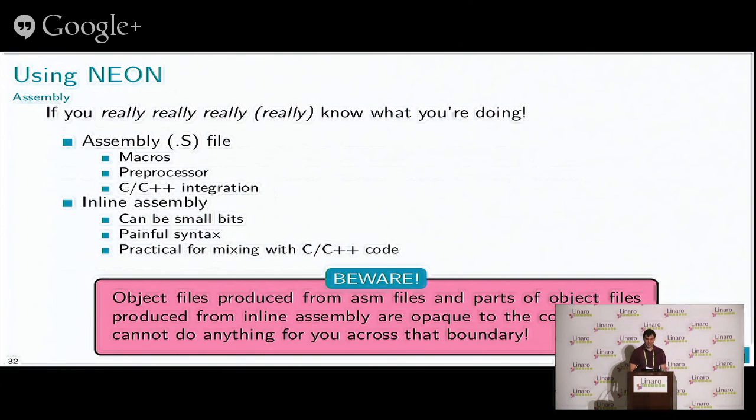And as a warning, what you do in assembly parts is opaque to the compiler. It won't be able to help you. So if you do something not optimal, you won't get any advantage from the compiler. It will use your code as is.